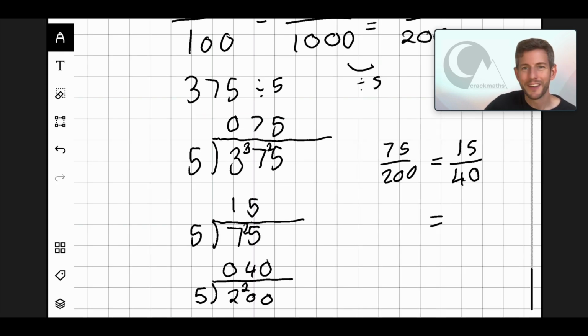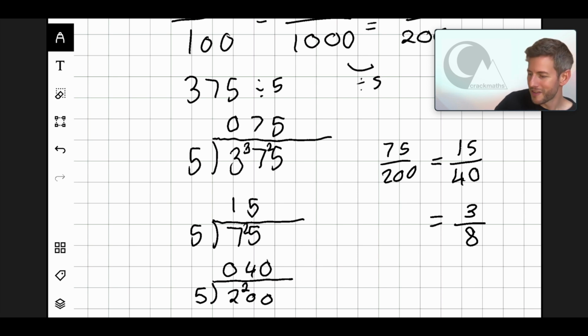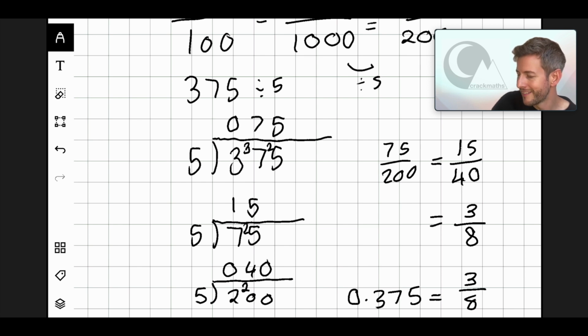So we have 15 divided by 5 is 3, and we have 40 divided by 5 is 8. Great. So now we know that 0.375 is equal to 3 over 8. Excellent. So I hope that's been useful. Let's now take a look at some of the scenario questions over on Crack Maths.